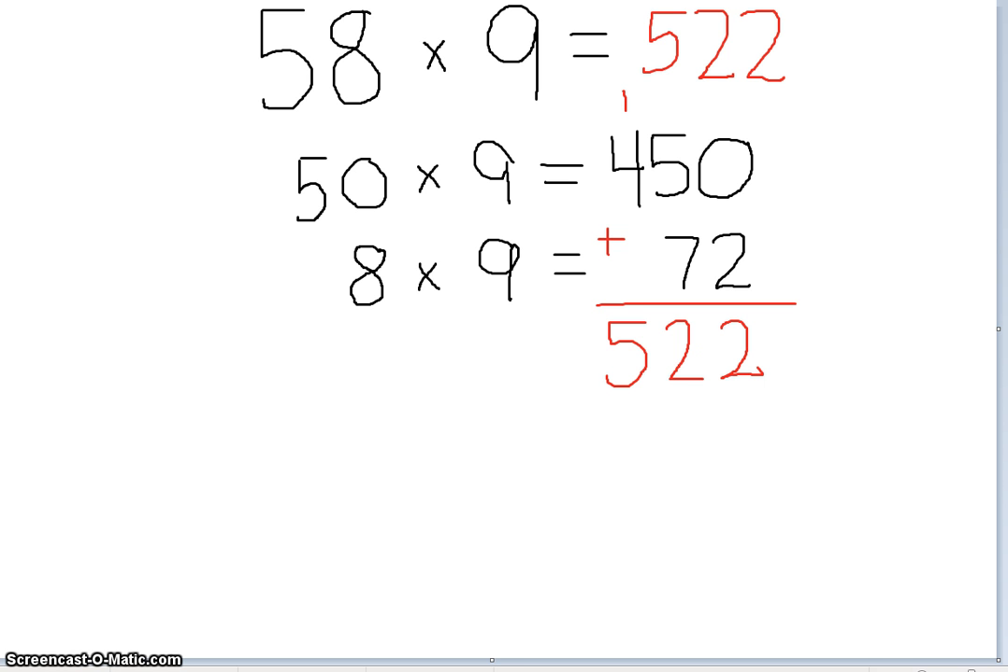I hope that after seeing me do two examples that you better understand how to solve 2-digit by 1-digit multiplication using the distributive property.